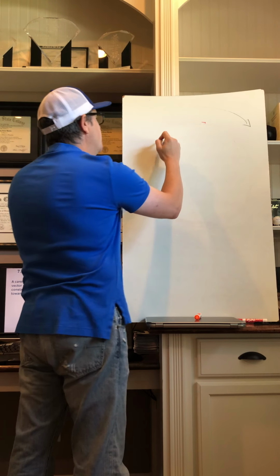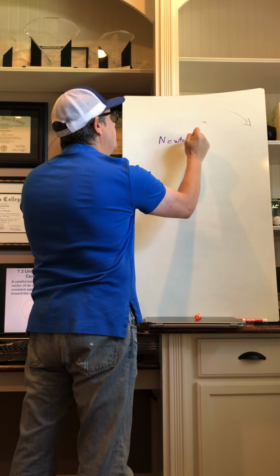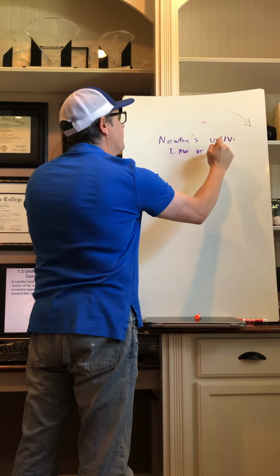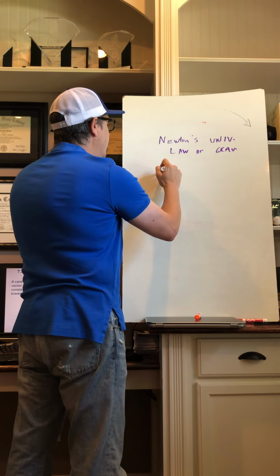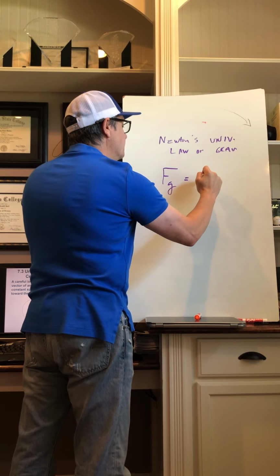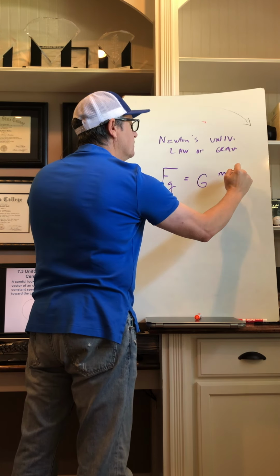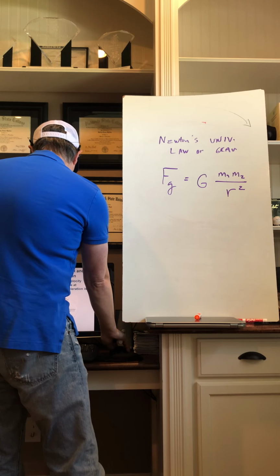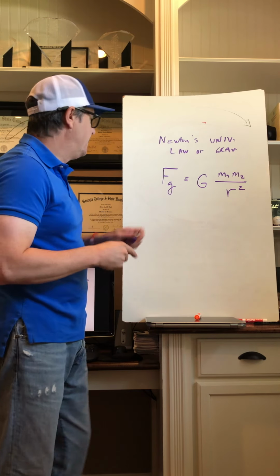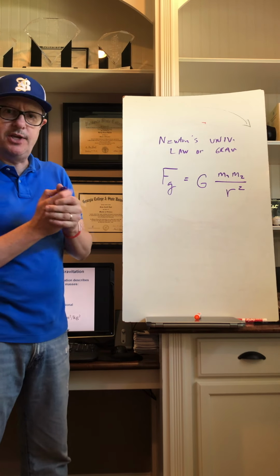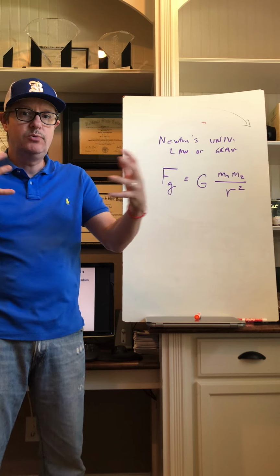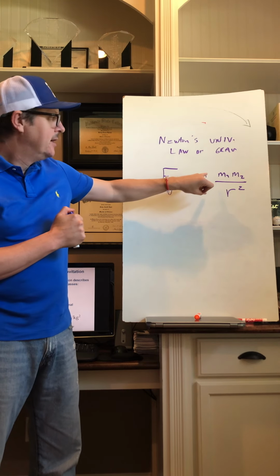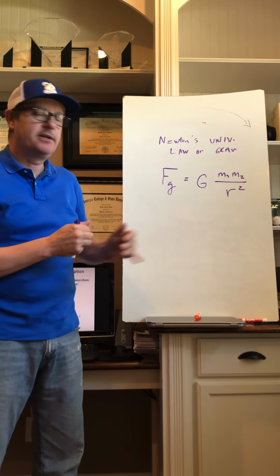The last thing, and this one's pretty complex, but pretty quick, I'm going to make it easy, is Newton's universal law of gravitation. It says that the gravitational force acting on any two objects, it doesn't just have to be really large objects like the moon and the earth, or the earth and the sun, any two objects, is equal to this big G times the mass of one object times the mass of the second object over the radius squared.